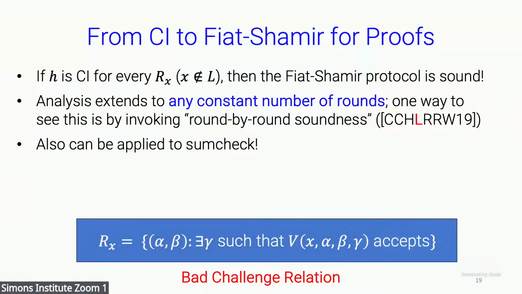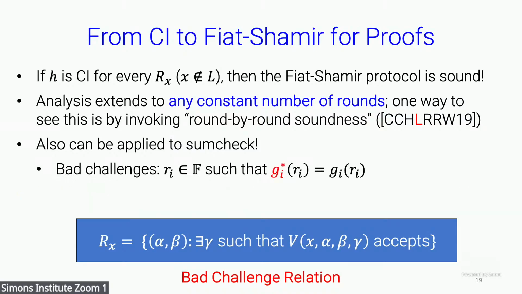Yeah, so we had a somewhat extensive discussion on this already, but correlation intractability is not just useful for compiling constant round protocols, but any protocol satisfying this round-by-round soundness notion. Therefore, it turns out you can also apply it to the sumcheck protocol and to other information-theoretic protocols that are built out of the sumcheck protocol, which is great.